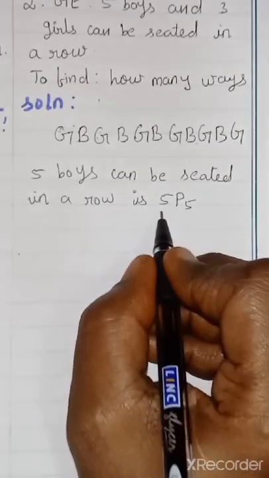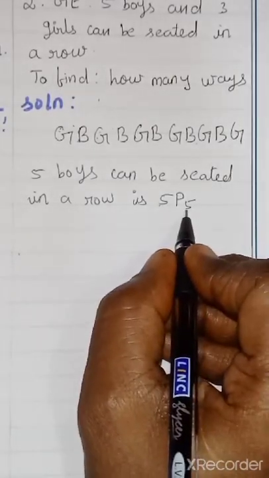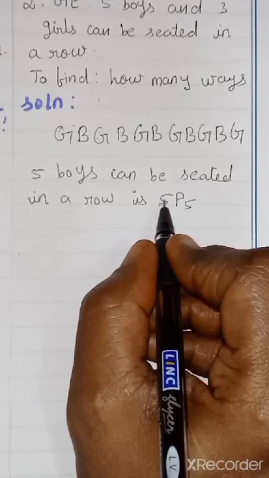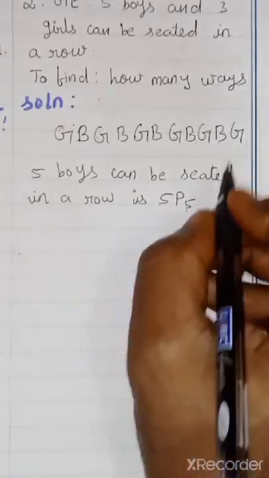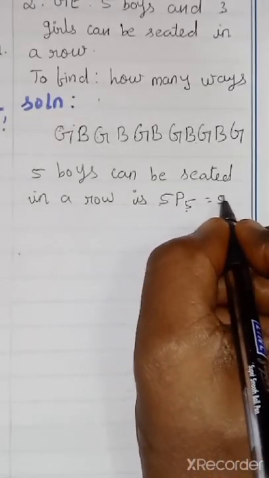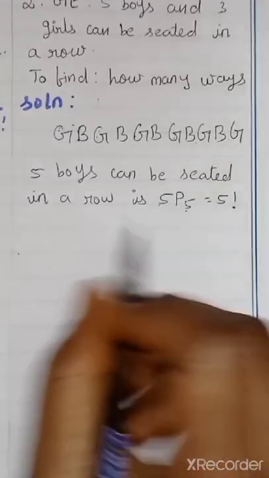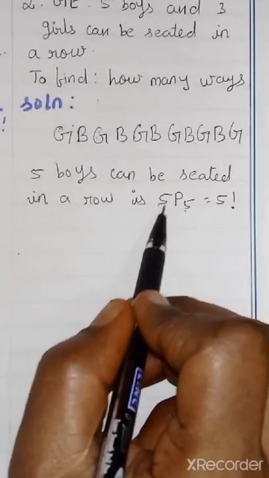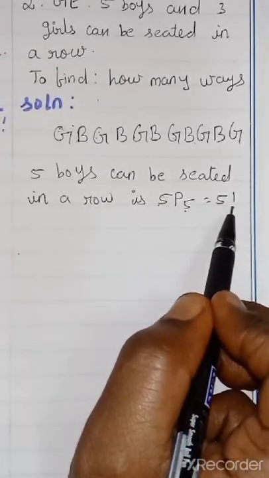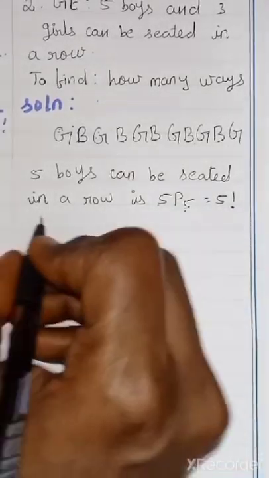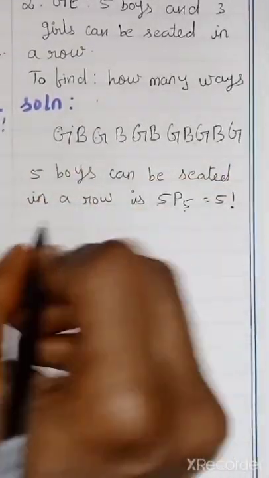5P5, correct? 5 boys taking 5 at a time. And what is nPn? That is n factorial, so here it is 5 factorial. 5 boys can be seated in a row in 5P5 ways, that is 5 factorial. Correct? And next, the girls we have to write, right?